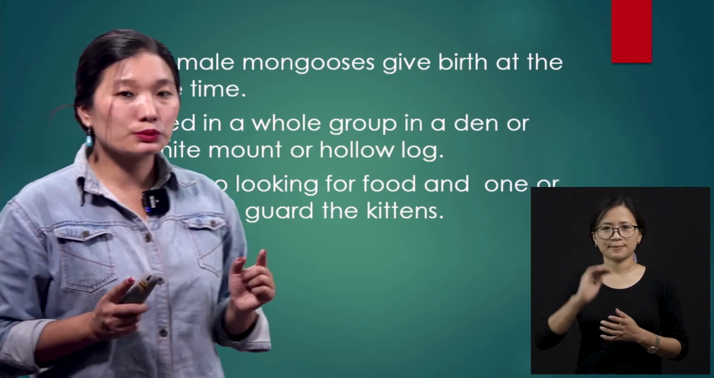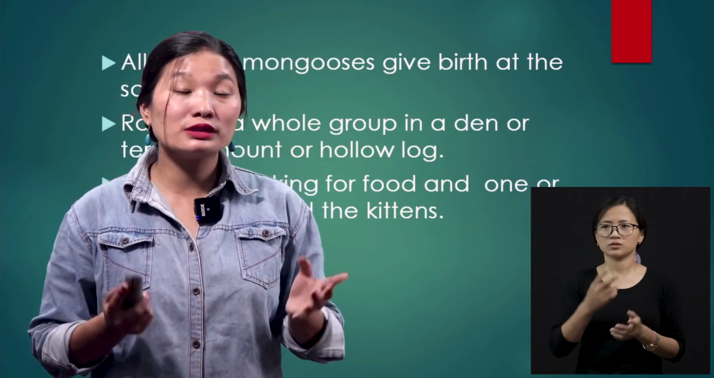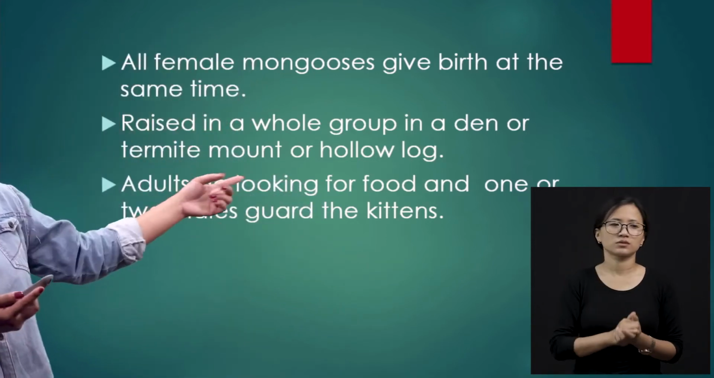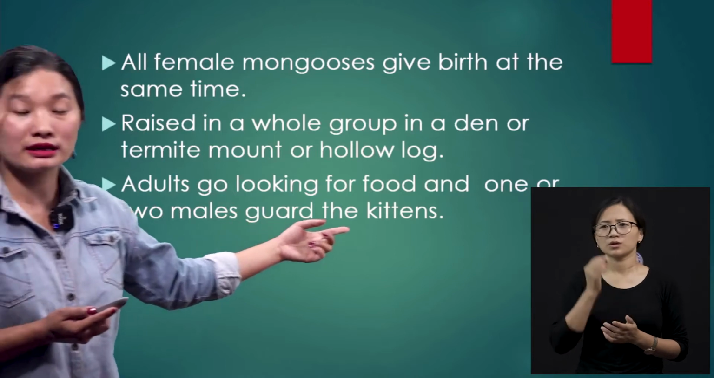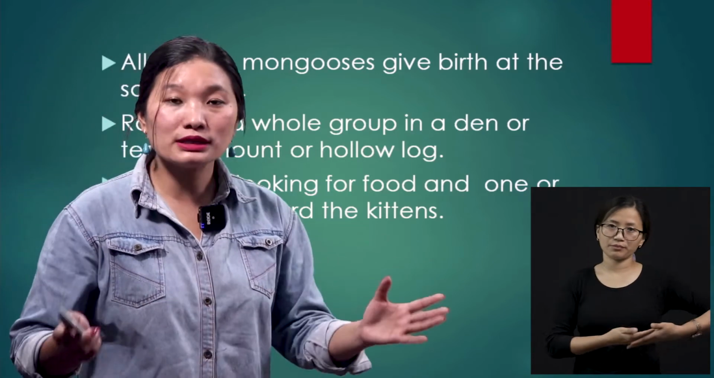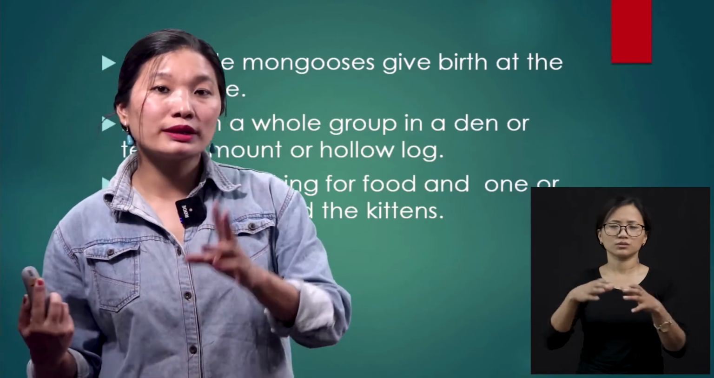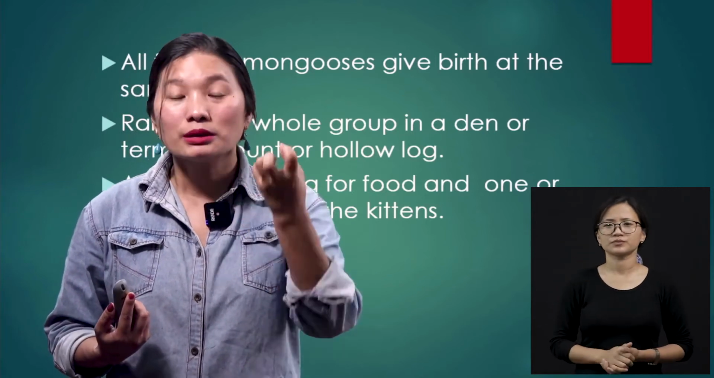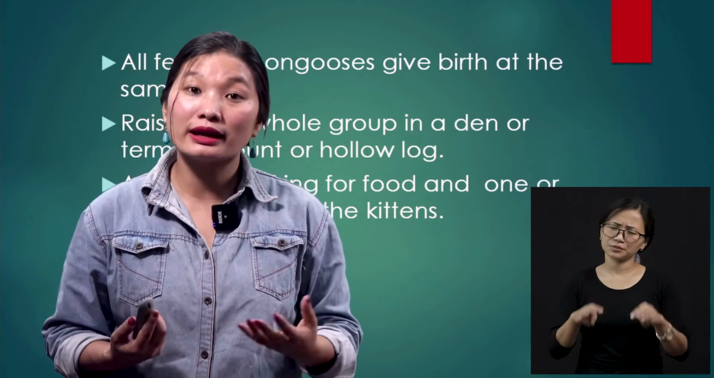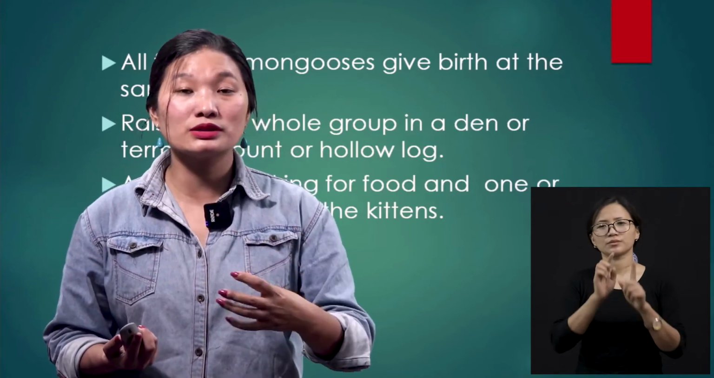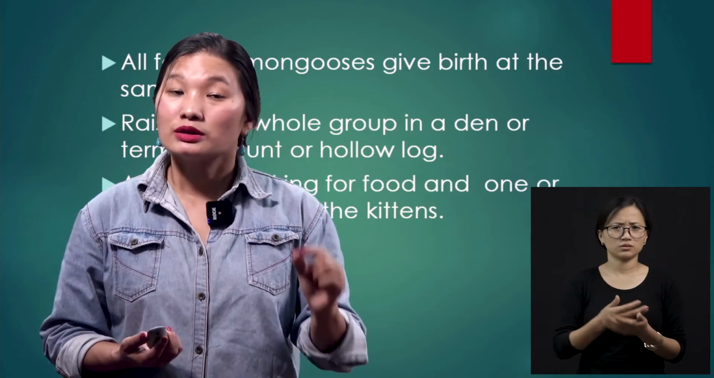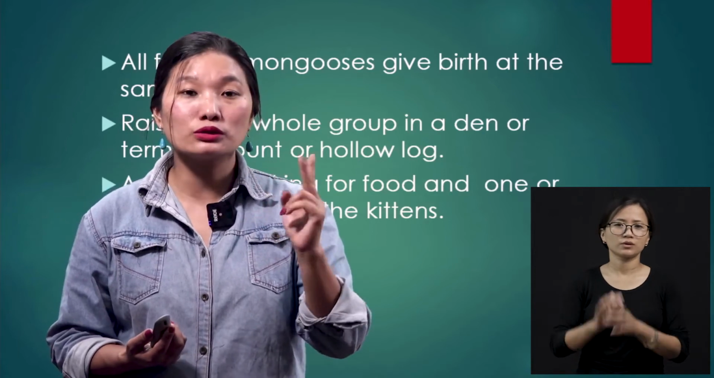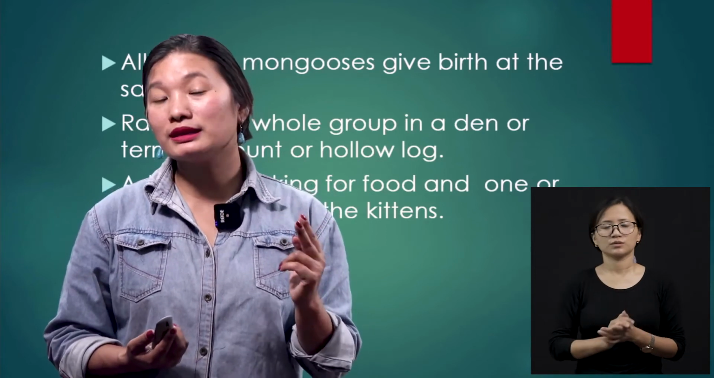And some adults would go looking out for food as usual. They want to go out, right? And one or two males guard the kittens. That means they are always in a group. The others will go out, but there will be one or two that stand guard. They would be guarding the small kittens because they might be attacked by any predators and by any creature that may want to kill them. In order to avoid this, there will be one or two males standing guard of the kittens.